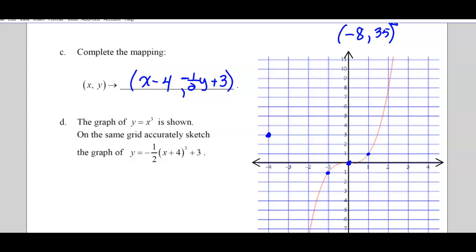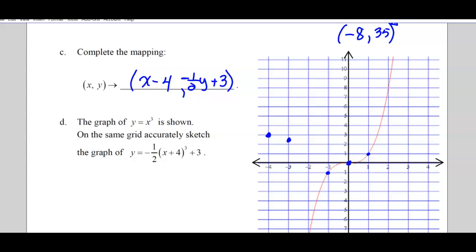So this has a y value of 1, multiplied by 1/2, reflected is negative 1/2. Okay? Then we're going to go up 3, 1, 2, 3, to the left 4. 1, 2, 3, 4.